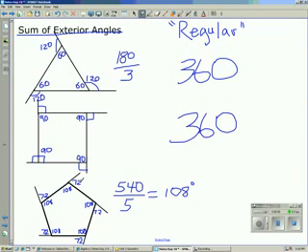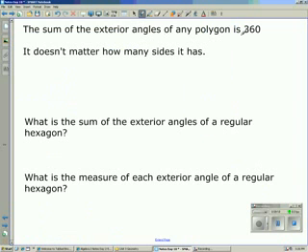Really? Yeah. Okay, so just guessing now, what do you think 72 times 5 is going to be? 360. Oh my gosh, it is. You guys can check it in a calculator if you don't believe us. So the very, very weird thing is it doesn't matter how many sides a polygon has, its exterior angles always add up to 360.